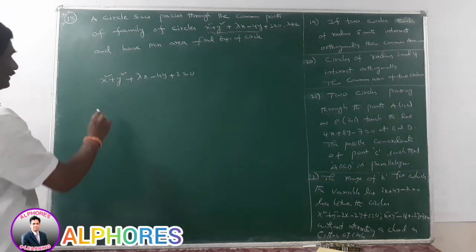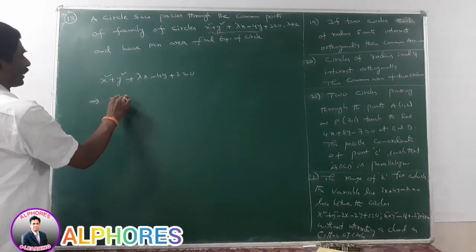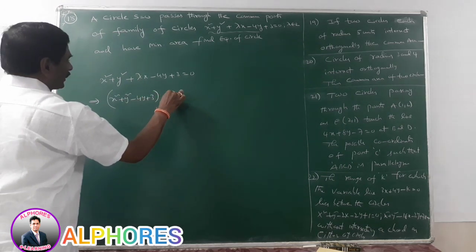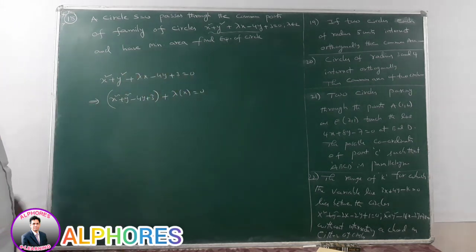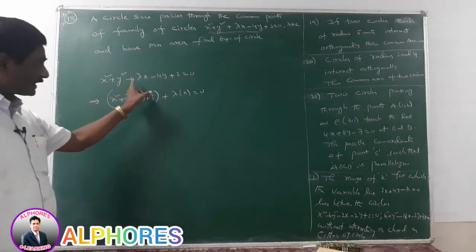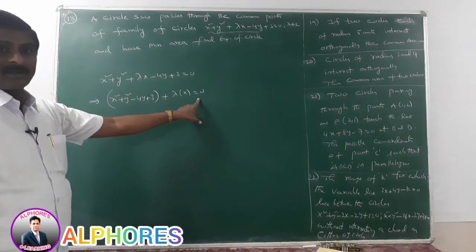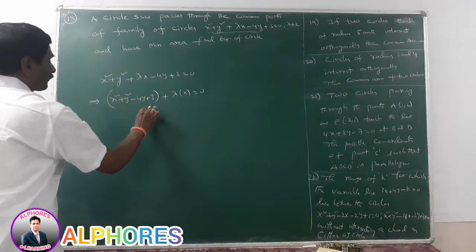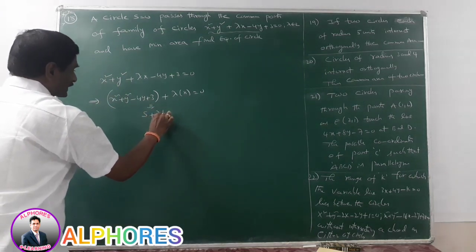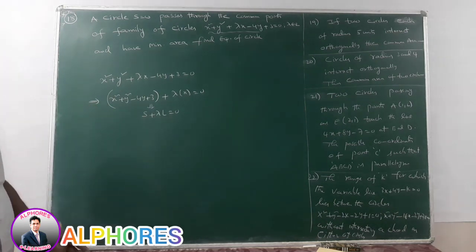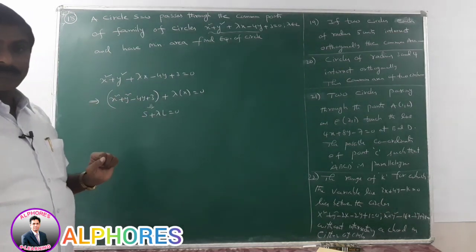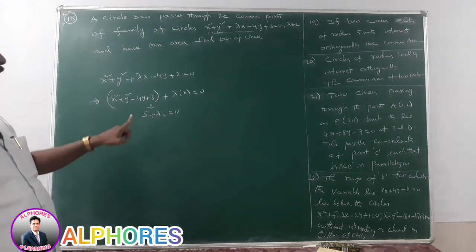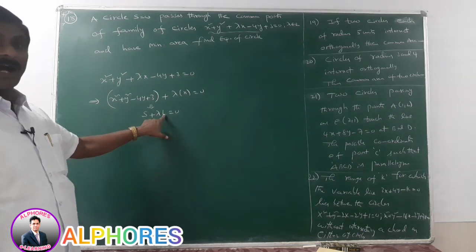This can be reduced into x square plus y square minus 4y plus 3 plus lambda into x. Please observe this point. Here lambda is the parameter, so I separate this lambda in this way. That means this equation can be rearranged in the form of S plus lambda L is equal to 0. S plus lambda L is equal to 0 is nothing but a family of circles passing through the points of intersection of the circle S is equal to 0 and the line L is equal to 0.